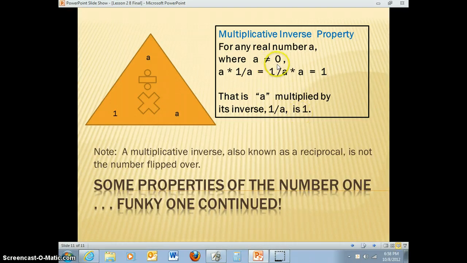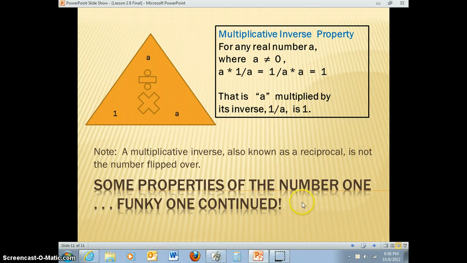Now I said I'd come back to why this can't be 0. Because I can't have 0 in a denominator. Right? I can have 0 over here, but I can't have 0 here because of what we talked about a little while ago. Okay? Alrighty. So the multiplicative inverse is also known as the reciprocal, but it is not, did I mention it is not, the number flipped over?